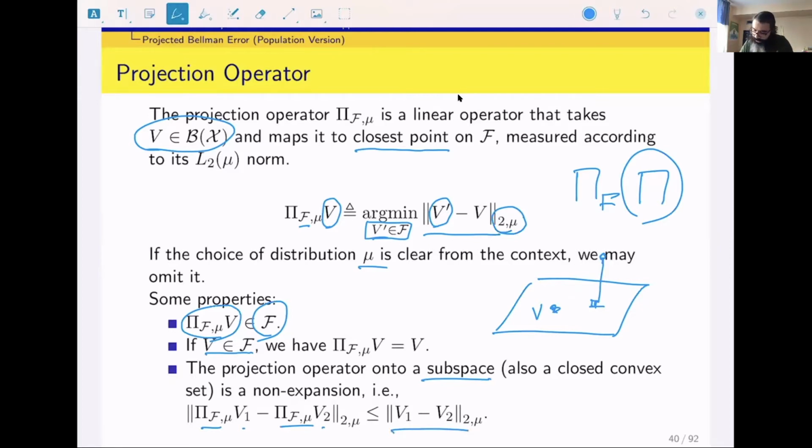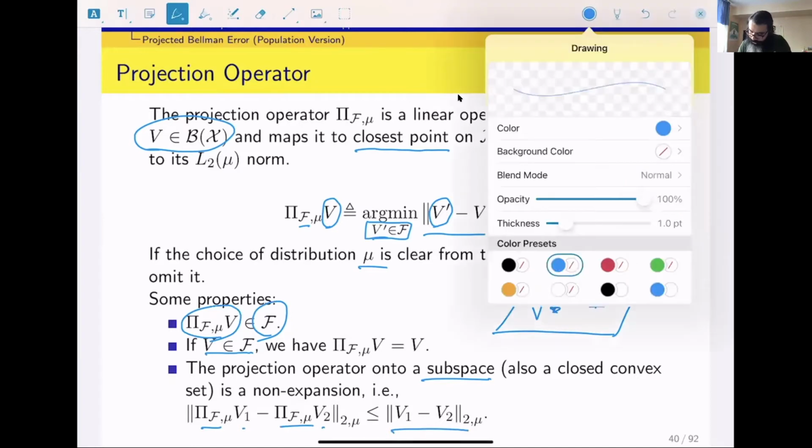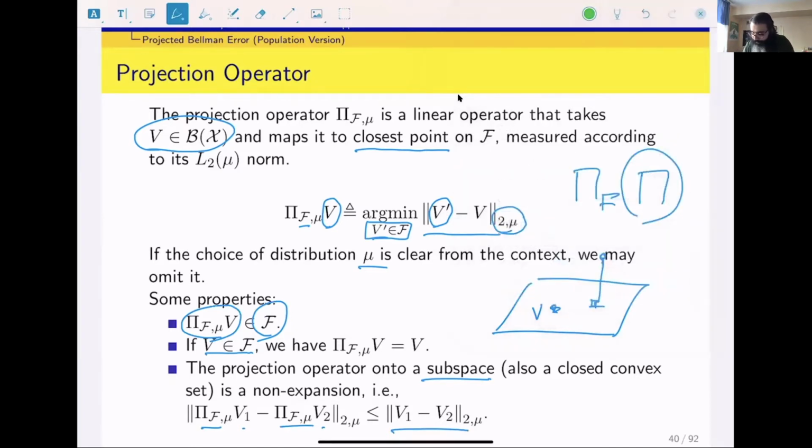I guess this might be clear if we show it in a different color. Say if they're already on that space, so v1 and v2, after a projection, the position does not change, so it just remains the same. But if I have two points like this, if I project them, compute the distance here on F and compare it with the distance outside of F, the distance on F after projection would not be larger than the distance before projection.